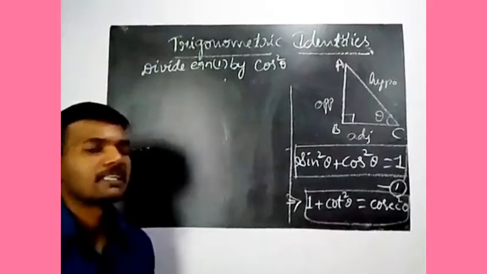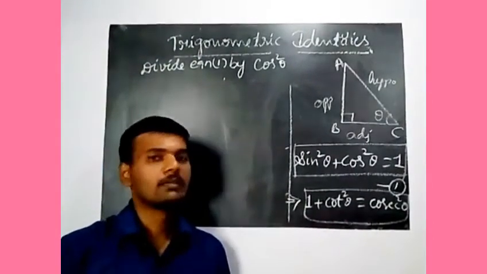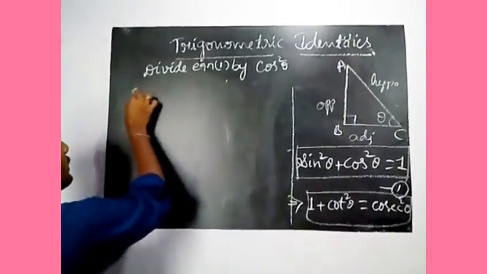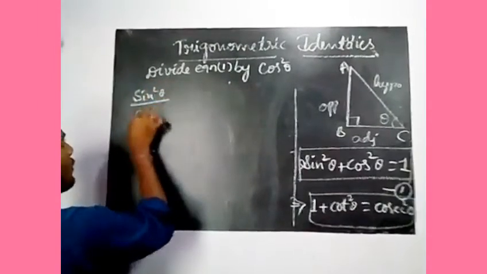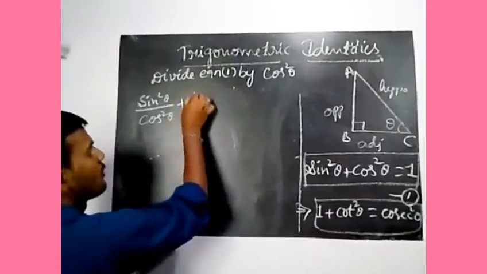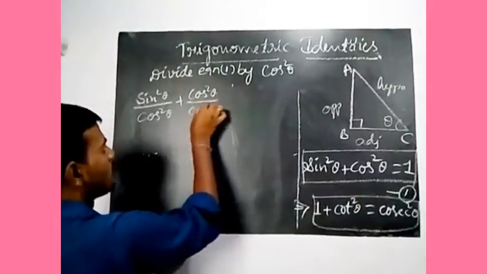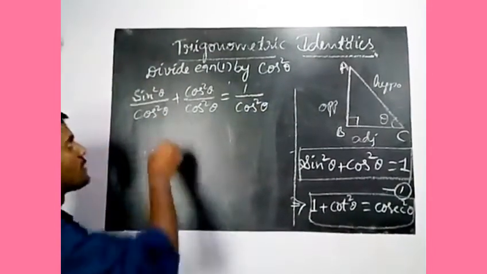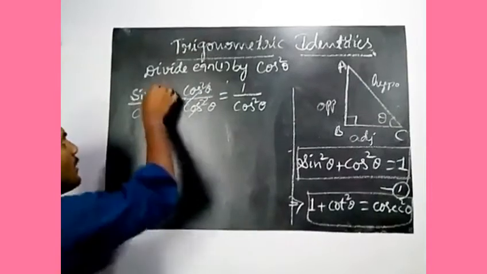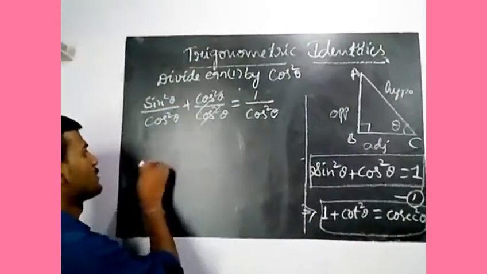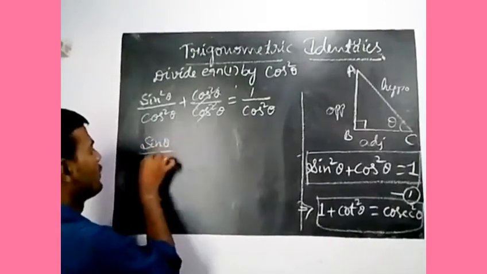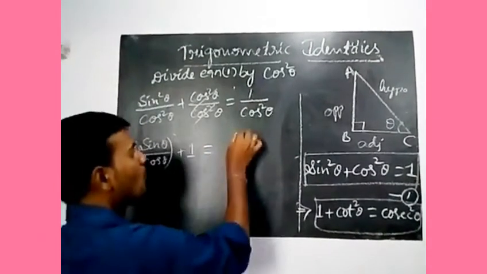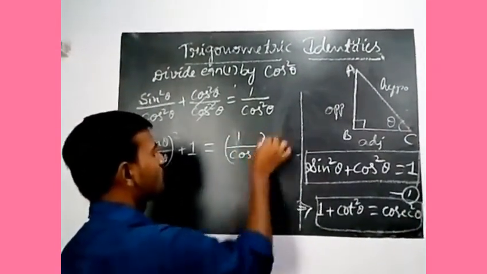Okay. To obtain the next trigonometric identity, let me divide equation 1 by cos square theta. If we divide equation 1 by cos square theta, we will get sin square theta by cos square theta plus cos square theta by cos square theta, which is equal to 1 over cos square theta. Here cos square theta cancels, and sin square theta by cos square theta means (sin theta by cos theta) whole square, plus 1, is equal to (1 over cos theta) whole square.